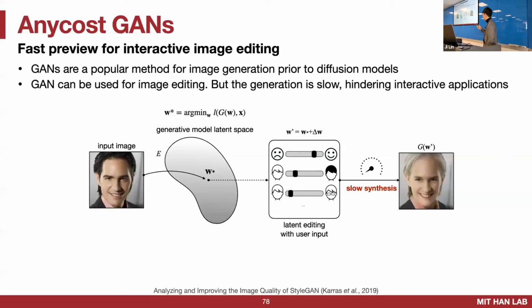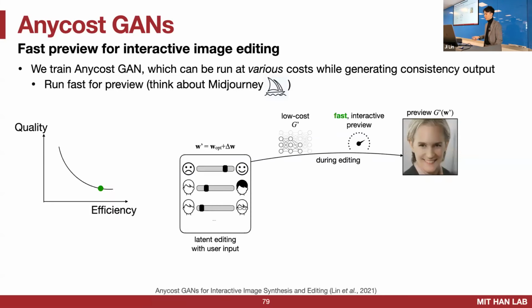Then we manipulate this latent code with some pre-computed directions. For example, some direction makes the person smile, and some direction makes the person's hair whiter. But the problem is that the inference of the generators is also quite slow. If you are doing iterative refinement, it's going to be quite laggy and hinder the interactive user experience. So during my internship at Adobe, we proposed AnyCost GAN, where we tried to build a single unified generator that can run at different quality and efficiency trade-offs.